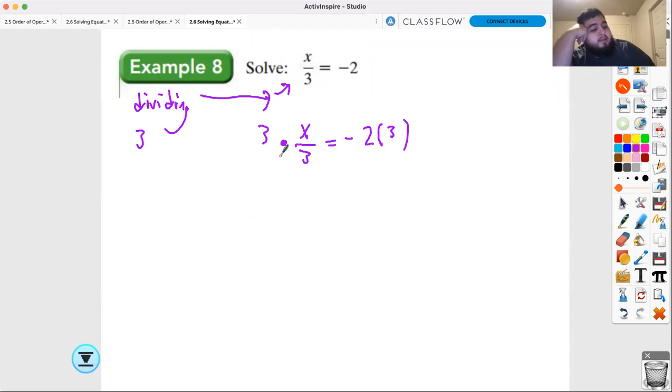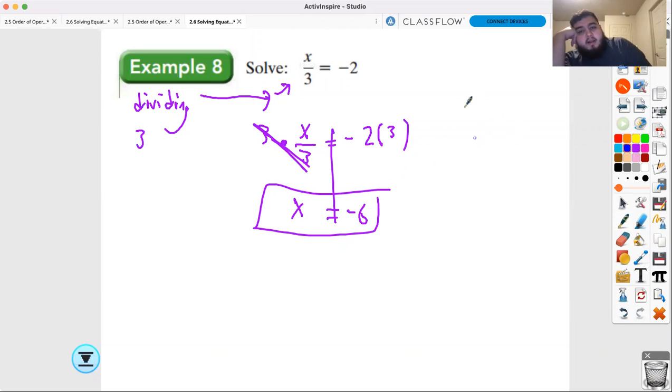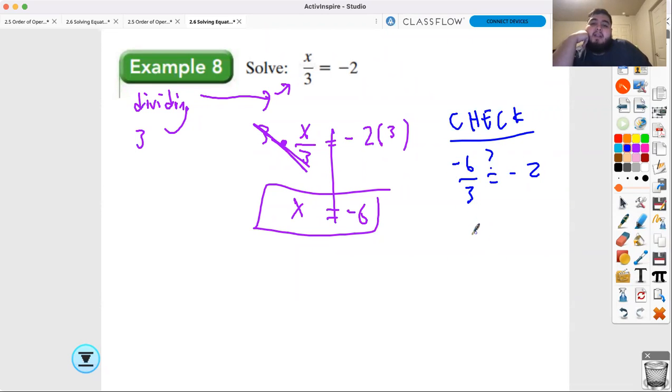What we do to one side, we do to the other. These 3s are going to cancel out, and we're left with x. Negative 2 times 3 is negative 6, and we're done. We're going to go ahead and check this one just to be safe. It doesn't hurt. So we have negative 6 divided by 3 equals negative 2, question mark. Negative 6 divided by 3 is negative 2, equals negative 2, which is true. And this is the correct solution. So now you've seen the opposite of dividing with multiplication, and you see me solve it and check it.